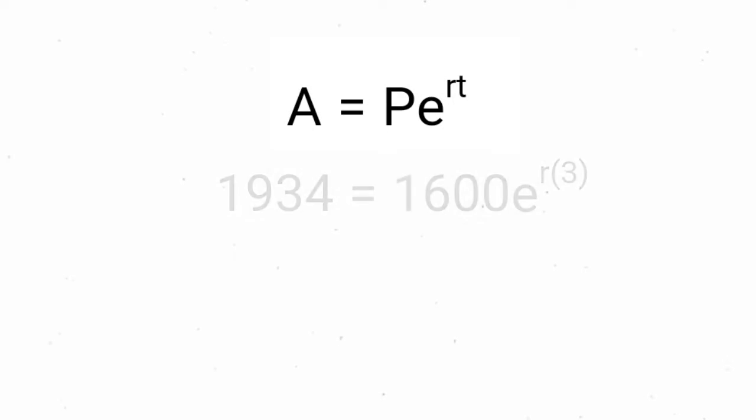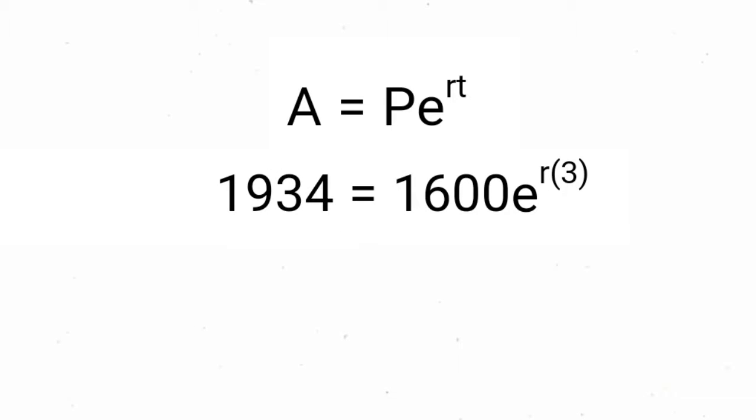So, we will use the formula A is equal to P e raised to rt. Since we have 1,600 to begin with, it will be our P or the initial number, then at the end we have 1,934, and it will be our A or the size after it grows. Then we also have t or time, which is 3 hours, and the r is the hourly growth, which is what we are looking for.